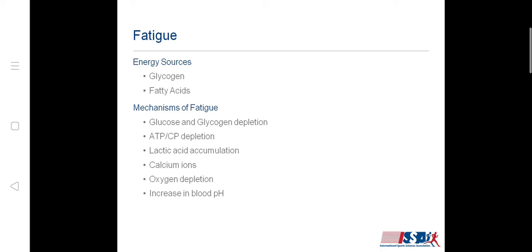Other factors that lead to fatigue include the depletion of ATP and CP, lactic acid accumulation, calcium ion buildup in the muscles, oxygen depletion, and an increase in blood pH.